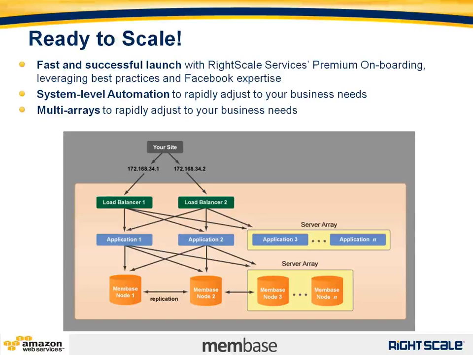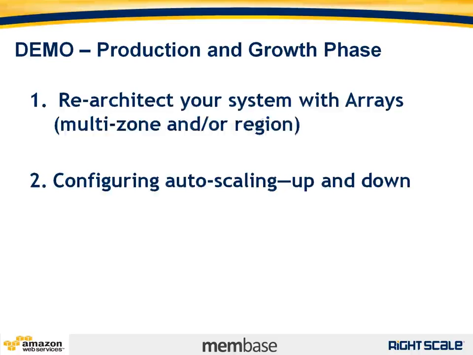System level automation is also critical. If you're just launching servers and having to throw armies of system administrators at those servers to configure them into a productive state, you're not solving the problem. And also, we see a lot of cases where you need to add multiple different resource pools in multiple different geographic regions on Amazon.